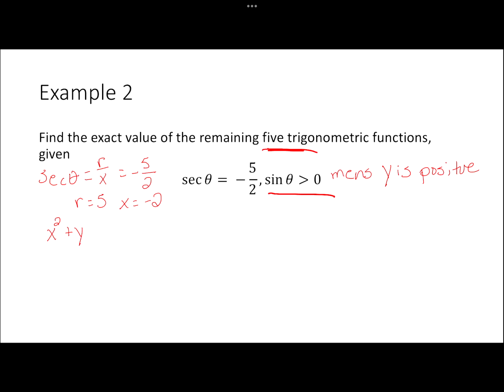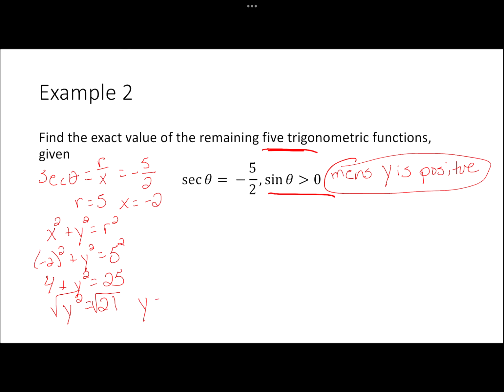So our x squared plus y squared equals r squared. So negative 2 squared plus y squared equals 5 squared. So this is going to be 4 plus y squared equals 25. So y squared equals 21, and we square root it. Up here, the sine greater than 0 meant y is positive, so that means y is going to be the positive of our square root 21. So now I know r, I know x, and I know y. So from that, we can find our trig functions.